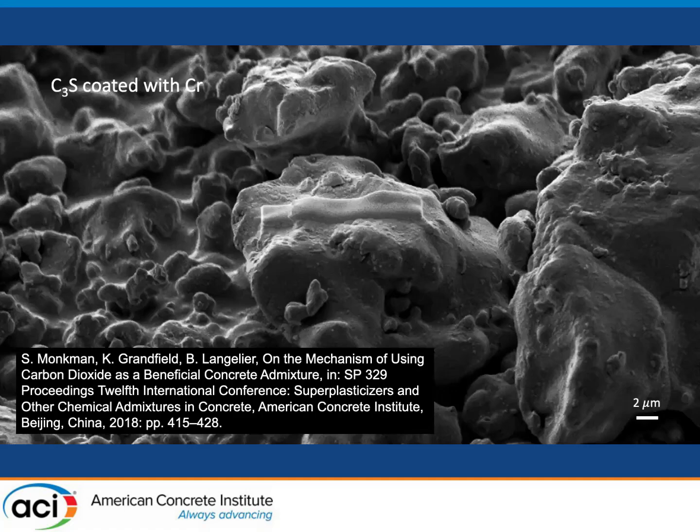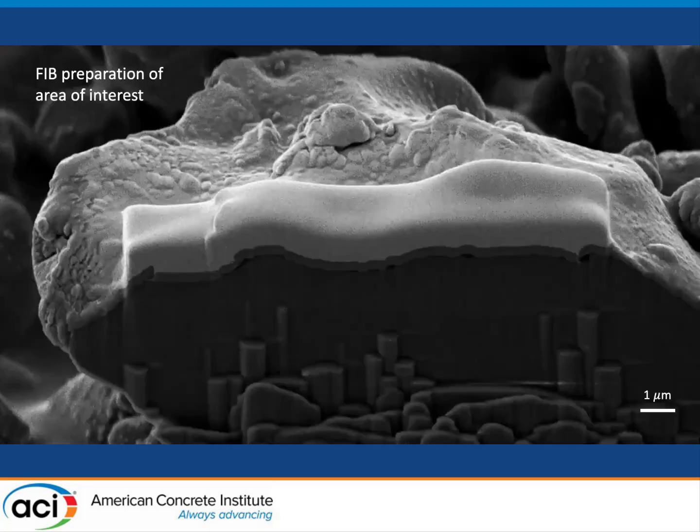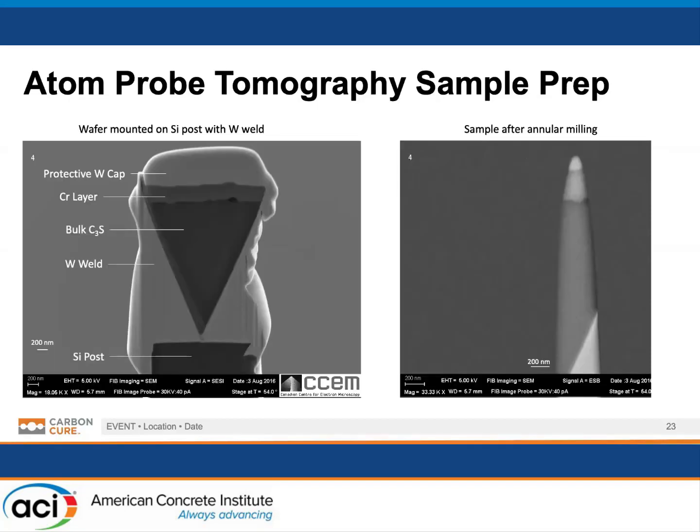With having identified these products, we did a slightly different test. This would be an SEM, but we took a C3S particle, created a chromium coating on an area of interest, and then took a cross section. So we're getting a picture of the interface between the C3S and the surface. And then we used a novel technique called atom probe tomography. I know they've done this at Northwestern. We did this at McMaster.